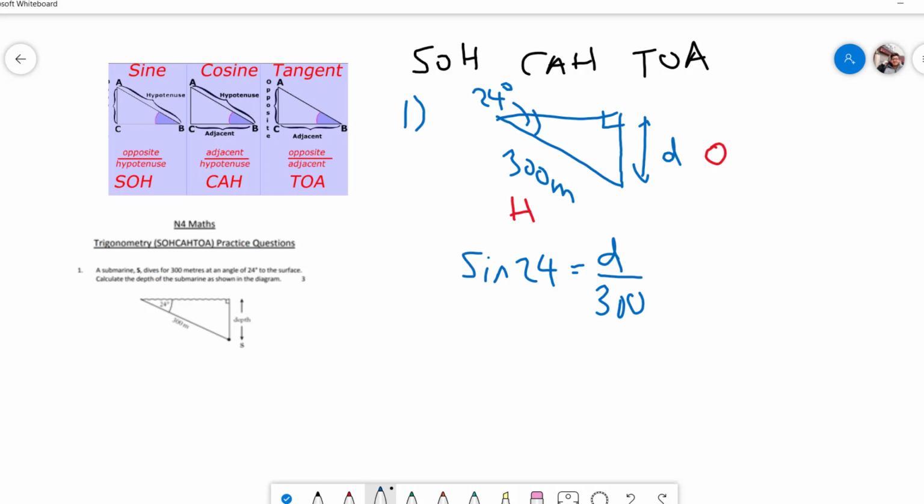How do you find out D? It's simple rearranging. D is equal to sine 24 multiplied by 300, and you type that in your calculator. These types of questions will generally be in a calculator paper, so that gives you, to the nearest whole number, 122 meters. So the depth S is 122 meters.